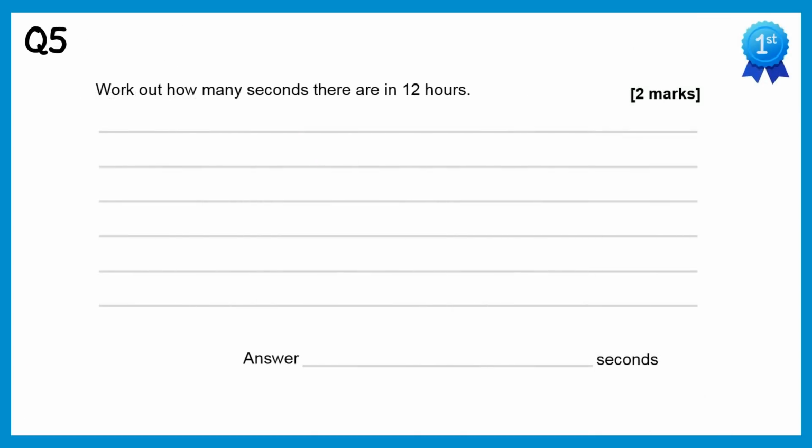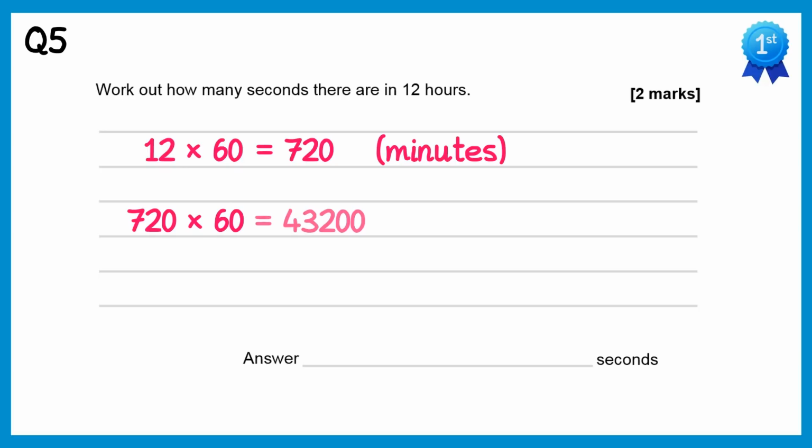For this question, we're going to convert 12 hours into seconds. You should know that there are 60 minutes in 1 hour. So if we do 12 times 60, we find out that 12 hours is the same as 720 minutes. But there are 60 seconds in 1 minute. So if we take the 720 minutes and times by 60, we get the answer 43,200, which is now in seconds. So all you need to do for this question is times by 60 and times by 60 again. So the answer is 43,200 seconds.